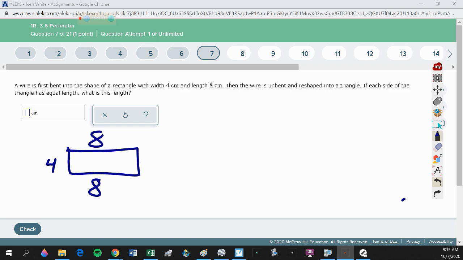So this would be 8 and this would be 4. So 16 and 8 is 24. So the wire is 24 centimeters. And then we straighten the wire out. We bend it into a triangle where all 3 sides are the same length. How long would each side be? It would just be 24 divided by 8. And we would get 3 centimeters.